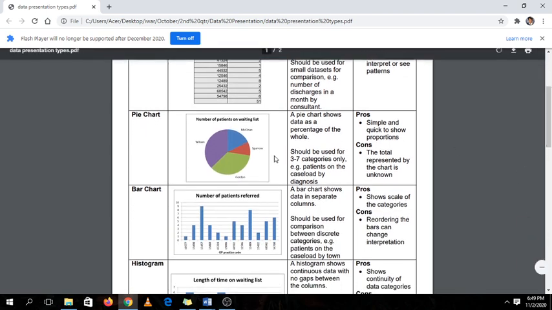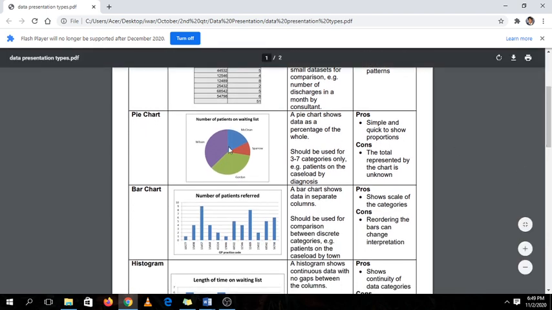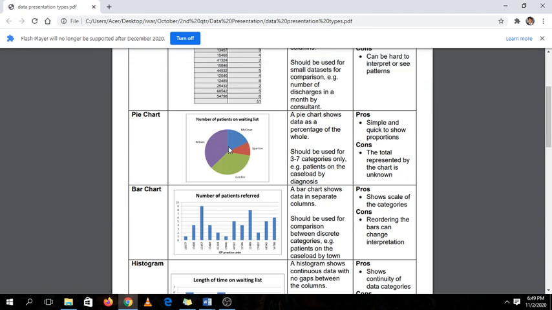Okay. Next, we have the pie chart, and you usually see a pie chart in your classrooms, which shows the data as a percentage of the whole. So for example, 10% for Sparrow, numbers of patients on waiting list, McLean 20%, Gordon. The size of the division of the pie chart actually corresponds to the amount, okay, to the number. It should be used for 3 to 7 categories only, patients on the caseload of diagnosis. So remember that for a pie chart, there must only be a limited number of categories. Okay? Too much and it is already very confusing.